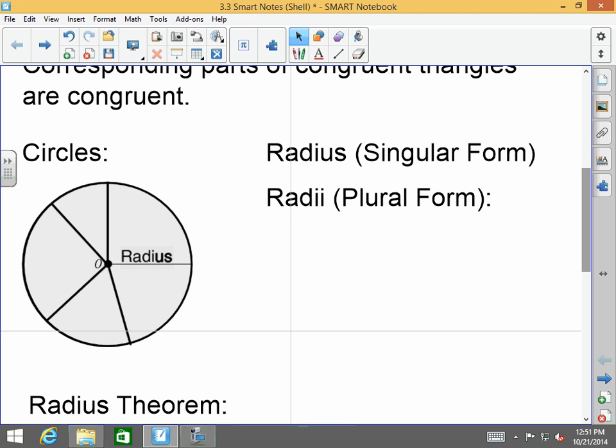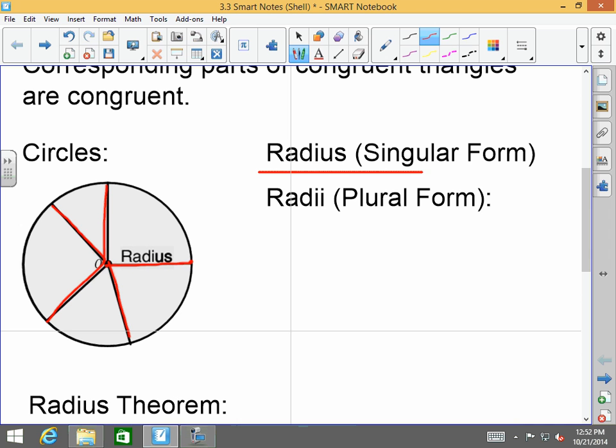Circles, okay? First of all, when you look at a circle, guys, and you have a radius, please remember, sometimes people get confused. A radius extends from the center to one point on the edge or circumference of the circle. Okay? And if you look here in this figure, I've drawn a bunch of different radii. Radius is the singular form. Radii is the plural form. So in this circle, I have a bunch of radii.